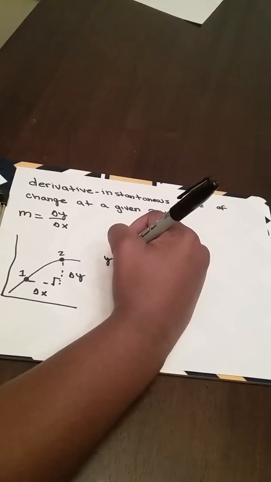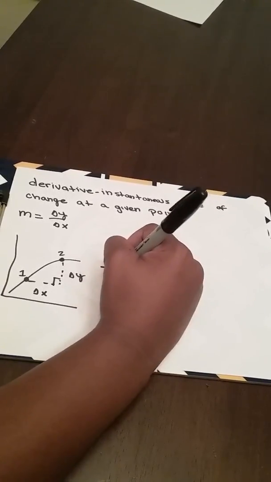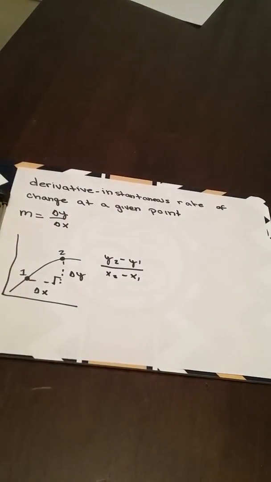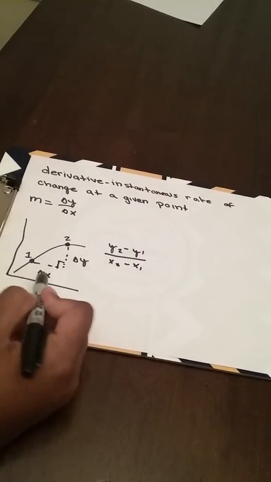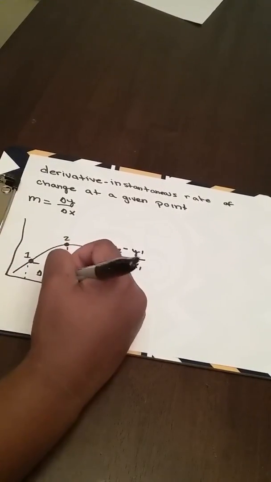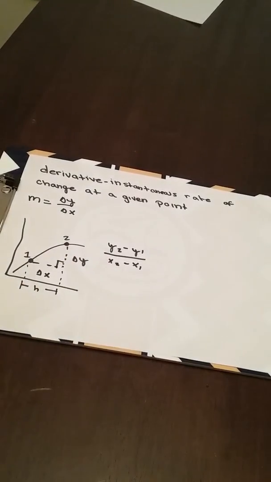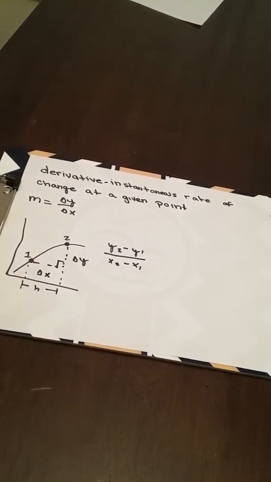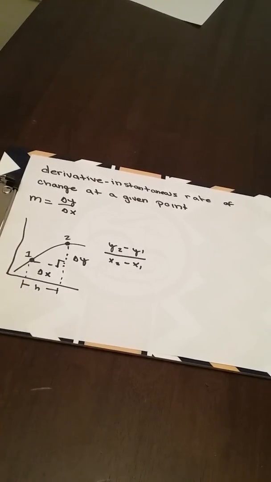We would do y2 minus y1 over x2 minus x1. But to find one at a specific point, we want this part, the delta x, to be as small as possible. So I'm going to give delta x a letter value. We're going to call it h. And so to find the slope, we want h to be as close to 0 as possible. And in math, we call that a limit.